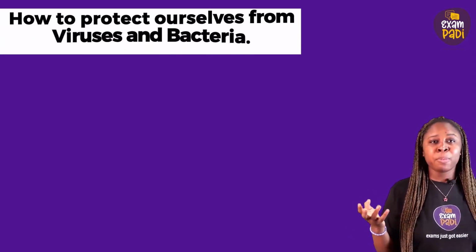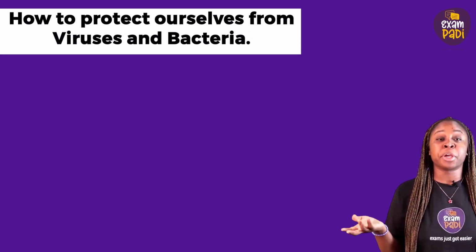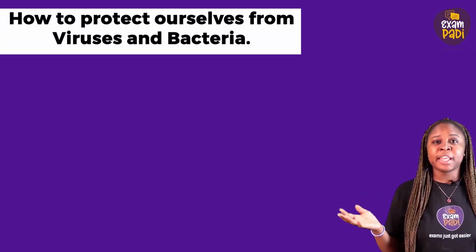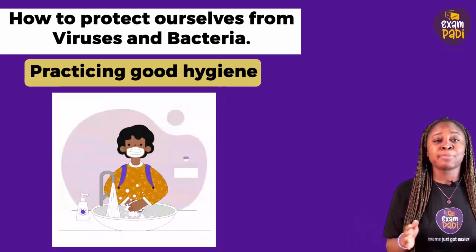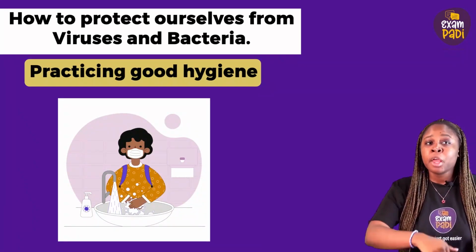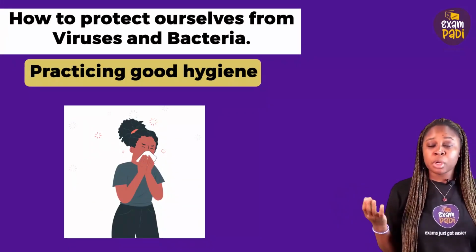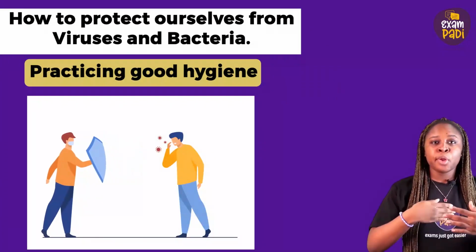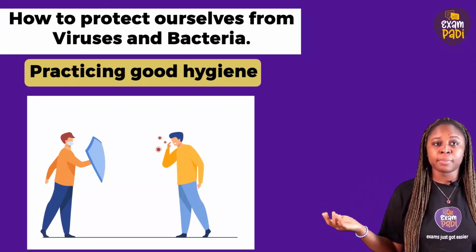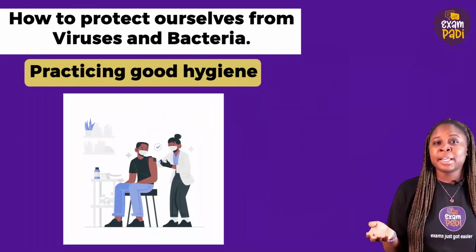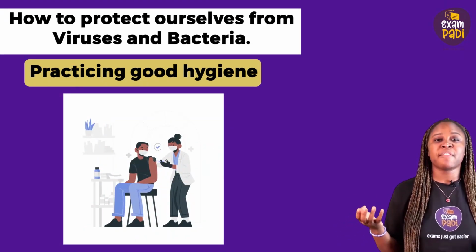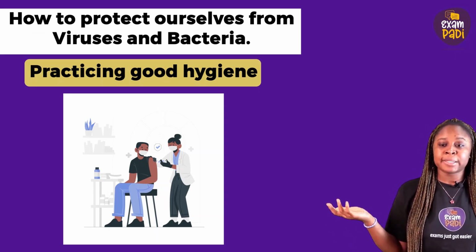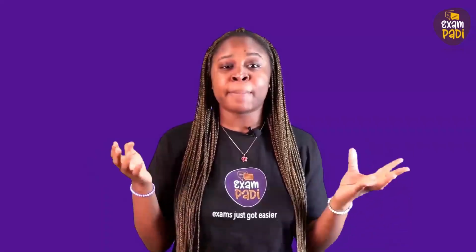So, how can we protect ourselves from viruses and bacteria? One of the most important things we can do is practicing good hygiene. We can do this by washing our hands frequently, covering our mouths and nose when we want to cough or sneeze, and avoiding close contact with people who are sick. We can also get vaccinated against certain viruses, just like how people got vaccinated from the coronavirus, which can help prevent getting sick.